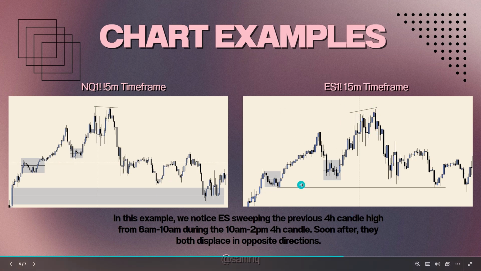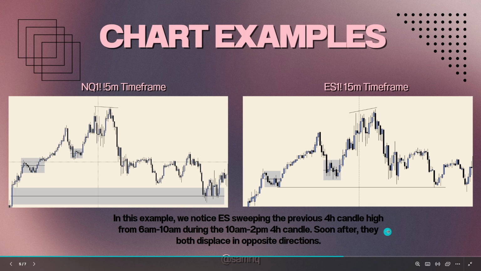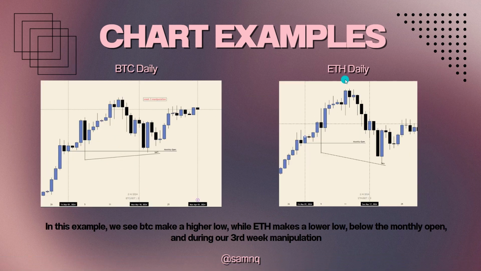Soon after, they both displace in opposite directions, and they attack the resting liquidity that is formed right here. So like I said, your SMT is almost always going to form during a smart money reversal, and when we have a low time frame or high time frame market maker model. Now here's another example between Bitcoin and Ethereum daily.